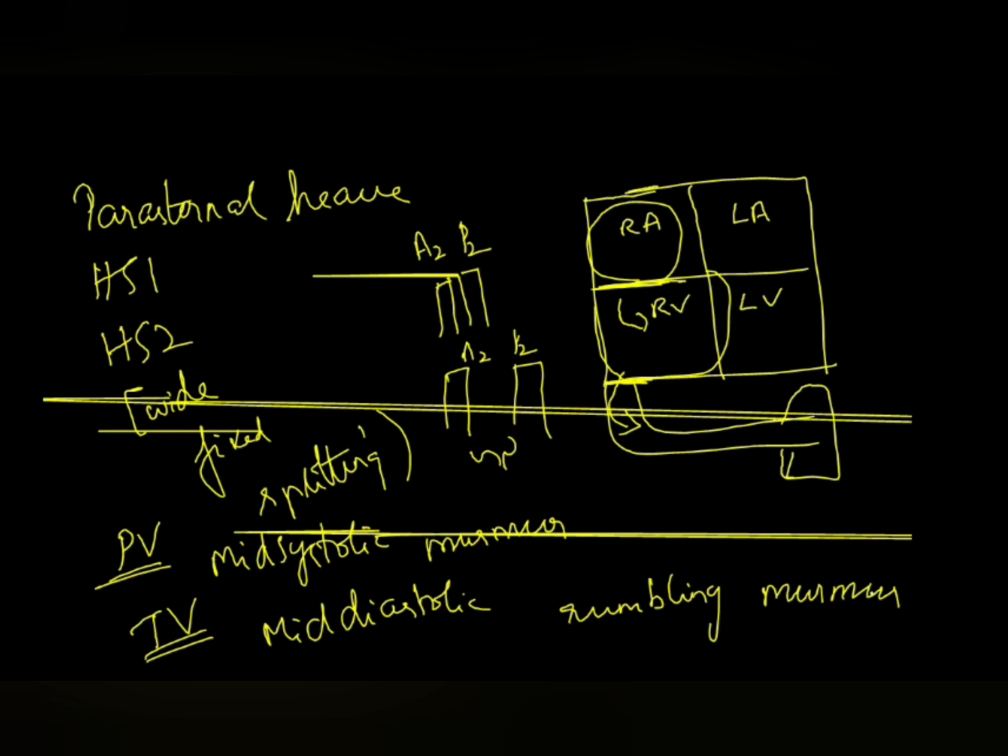So first of all, what are the signs you can see? You can see the parasternal heave because of the right ventricular hypertrophy, the first heart sound is fine, but the second heart sound has wide fixed splitting because of your A2 and P2 splitting. And next you can have the mid-systolic murmur and the mid-diastolic rumbling murmur.